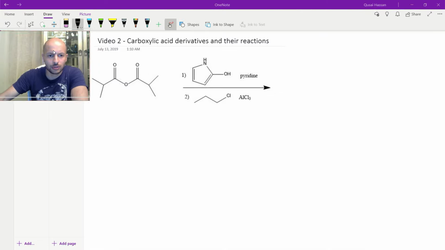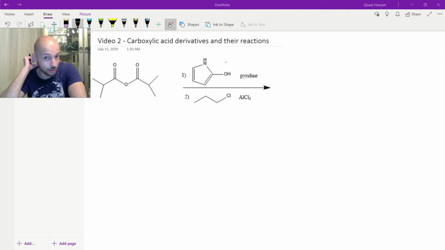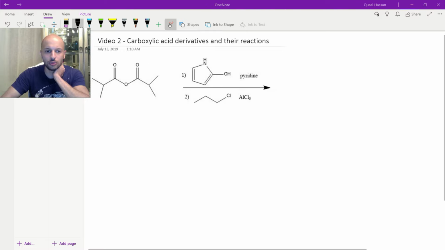So today we're going to be talking about carboxylic acid derivatives and their reactions. This is actually a problem that I encountered in the tutorial that I TA for Organic Chemistry 2, but I did take the problem and tweak it a little bit so that it's more difficult, so that we can have a more in-depth discussion. So the first step with this type of problem is to figure out what's your electrophile and what's your nucleophile, right?